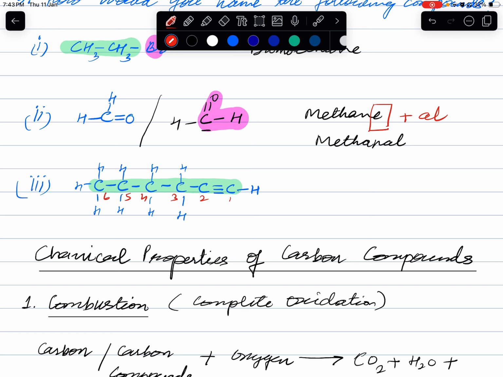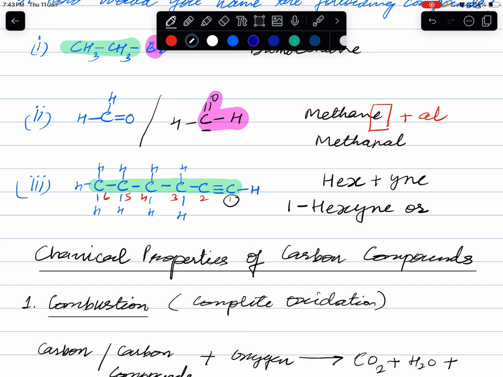Therefore, the compound is derived from the base word hex. And since we have a triple bond, after hex we will write "yne". So the name of this compound is hexyne. But it will not serve the purpose. Your multiple bond is starting from which carbon? It is starting from the first carbon. Therefore, we will write it as 1-hexyne.